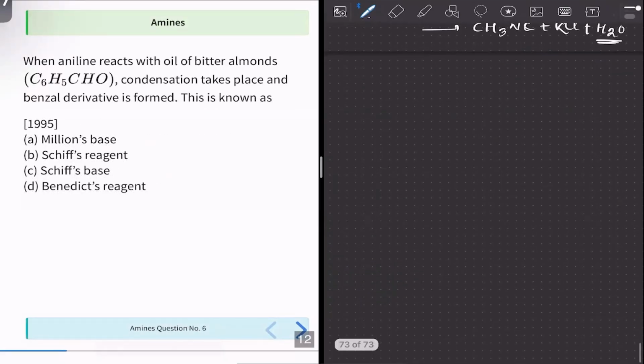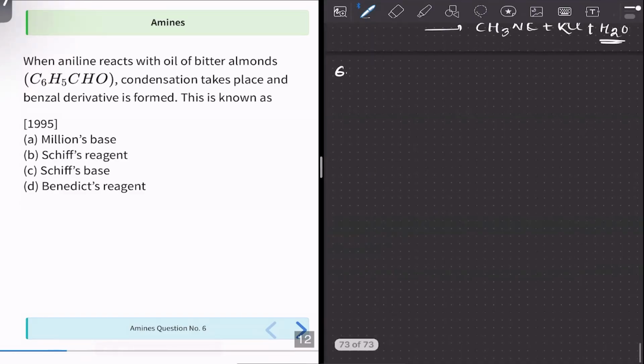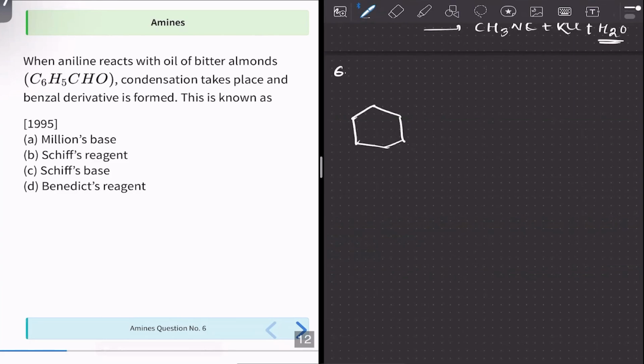When aniline reacts with oil of bitter almonds, that is C6H5CHO, benzaldehyde, condensation takes place and a benzylidene derivative is formed. You will find this reaction in the aldehyde and ketone chapter, not in the amine chapter. So there is the benzaldehyde and aniline reaction. There are multiple Schiff base productions. There is a table in the aldehyde and ketone chapter; go through that and you will find the reactions there.